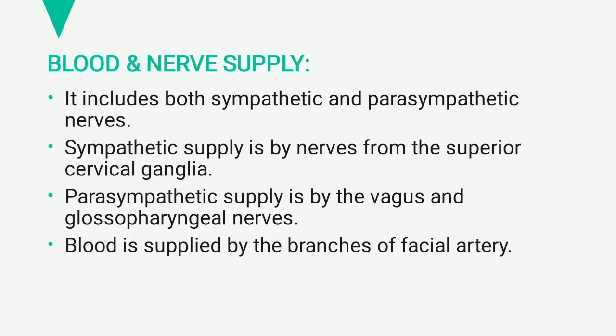Blood and nerve supply. It includes both sympathetic and parasympathetic nerves. Sympathetic supply is by superior cervical ganglia. Parasympathetic supply is by the vagus and glossopharyngeal nerves, and the blood is supplied by the branches of facial artery.